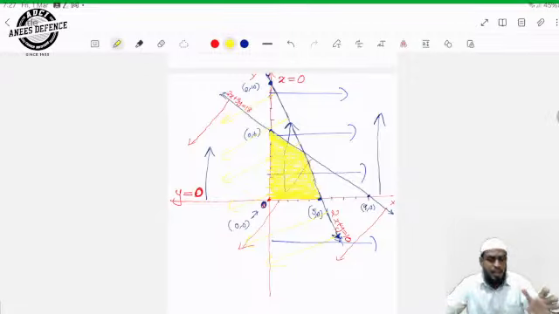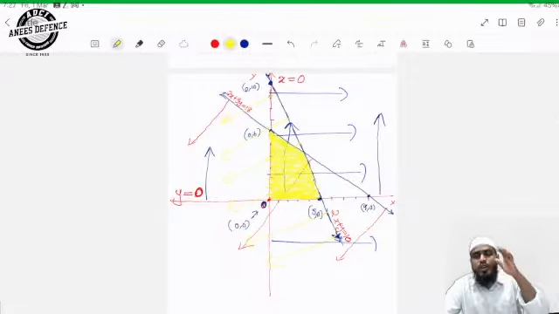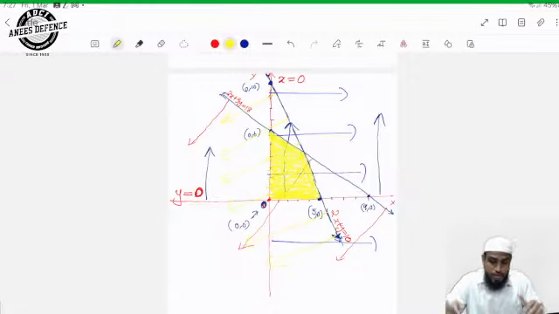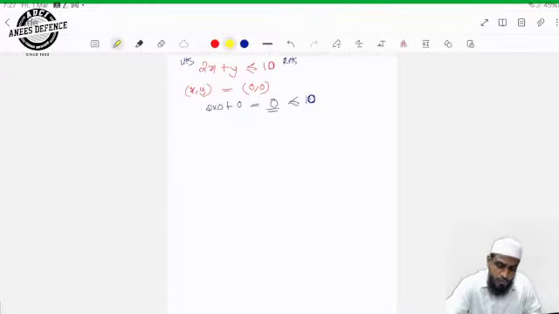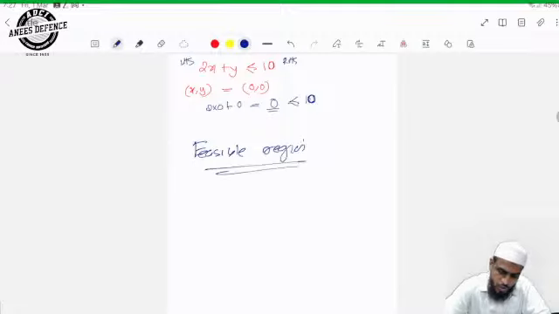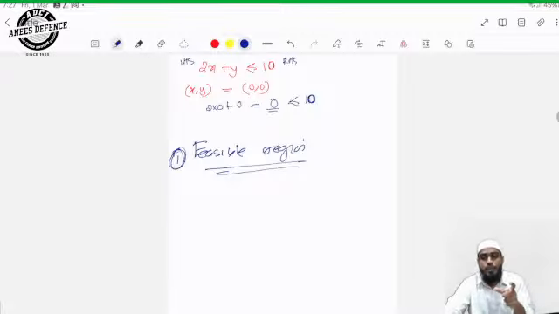So in an LPP problem, if you are getting such an area that is common for all the constraints, then we can say that that area is known as feasible region. So that is the meaning of feasible region. The area common for all the constraints. The region common for all the constraints. That is the meaning of feasible region.